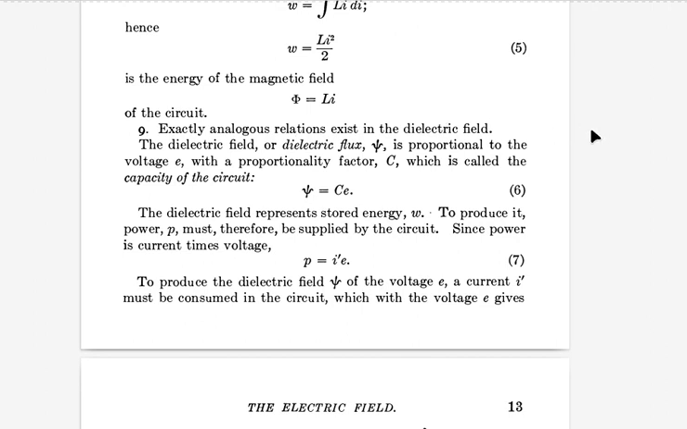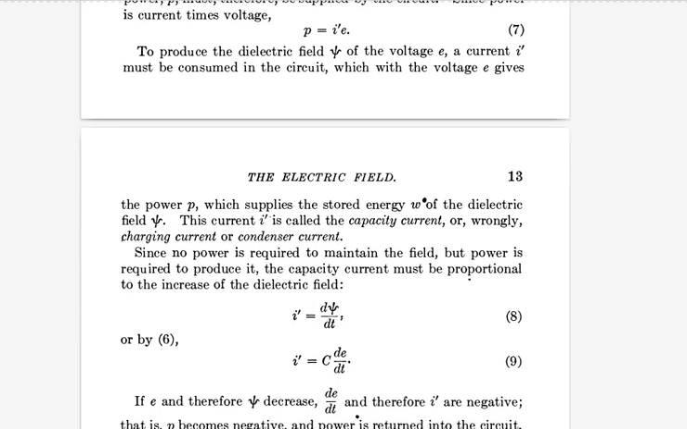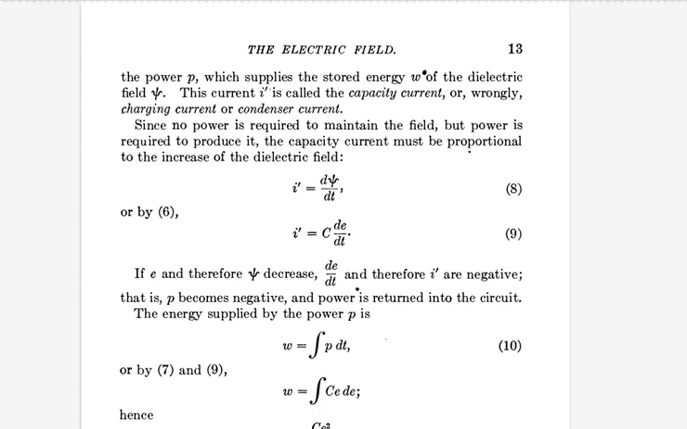The dielectric field, or dielectric flux, psi, is proportional to the voltage E, with a proportionality factor, C, which is called the capacity of the circuit. Psi equals C E. The dielectric field represents stored energy W. To produce it, power P must therefore be supplied by the circuit. Since power is current times voltage, P equals I prime E. To produce the dielectric field psi of the voltage E, a current I prime must be consumed in the circuit, which with the voltage E gives the power P, which supplies the stored energy W of the dielectric field psi.